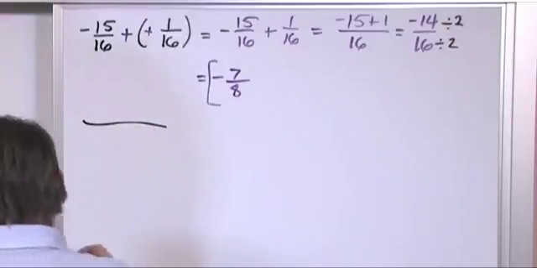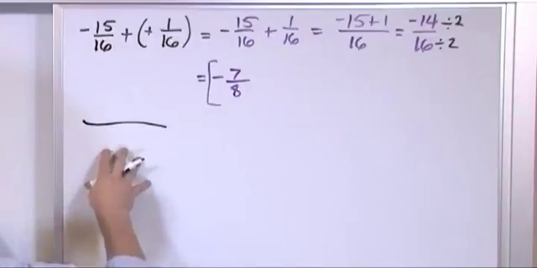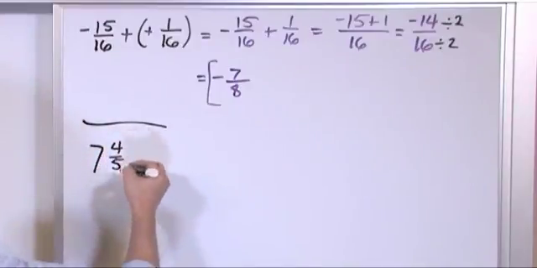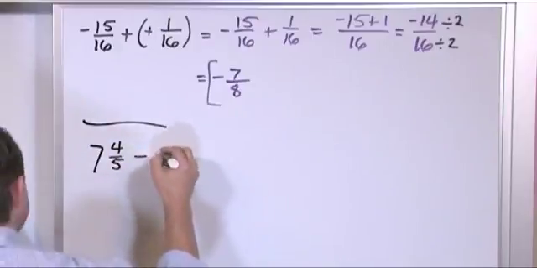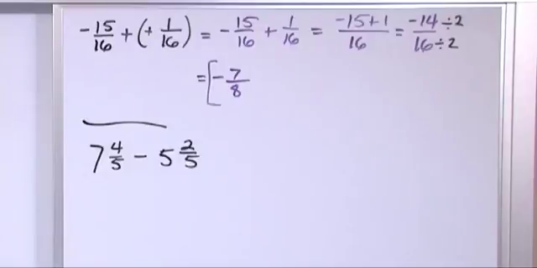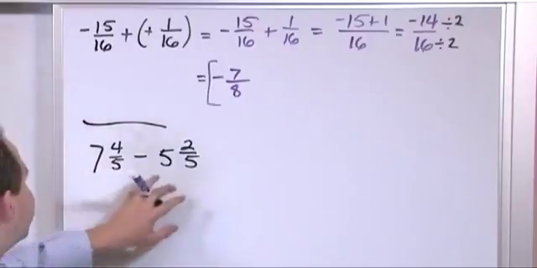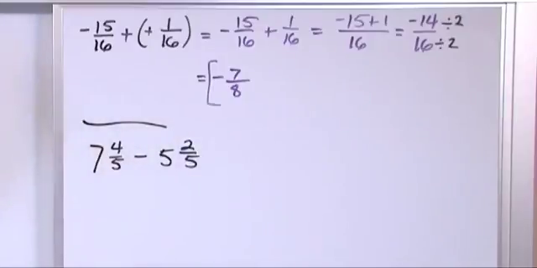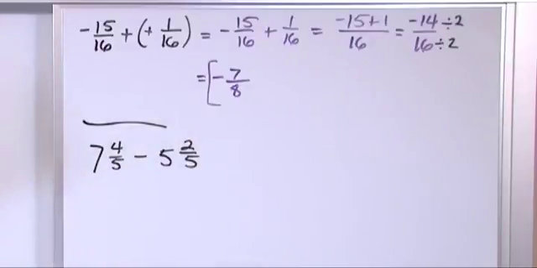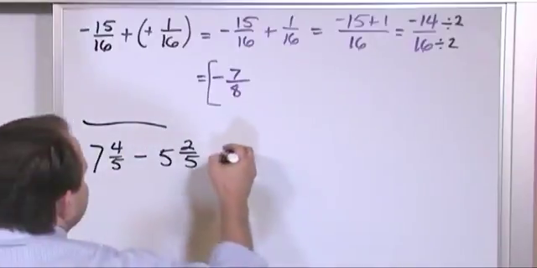All right, let's get into something a little bit different. What if I have 7 and 4/5, a mixed fraction, minus 5 and 2/5? So I recommend when you're dealing with mixed fractions in subtraction problems like that, to go ahead and convert them to improper fractions first and then do your subtraction. There are other ways to do it, but really that's the easiest way to get where you want to go. So let's go ahead and convert this.